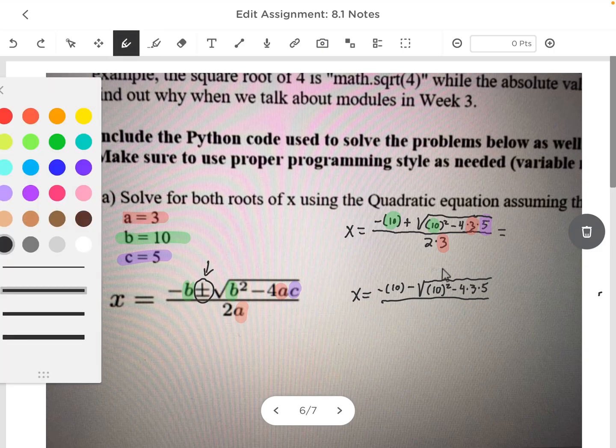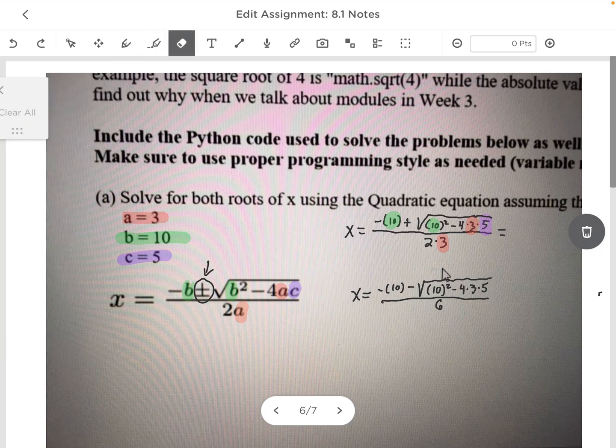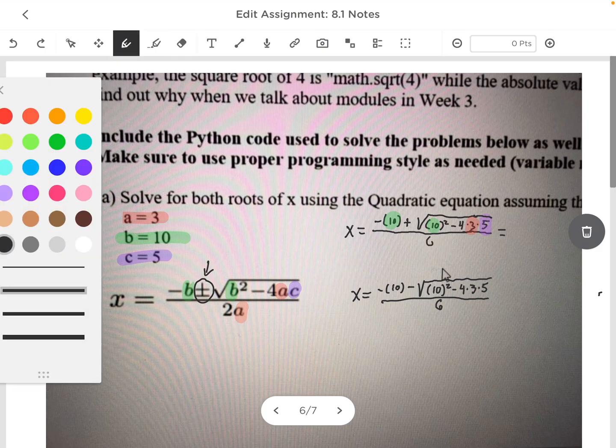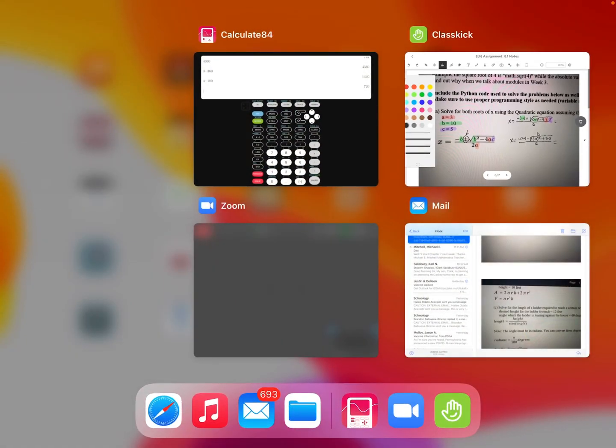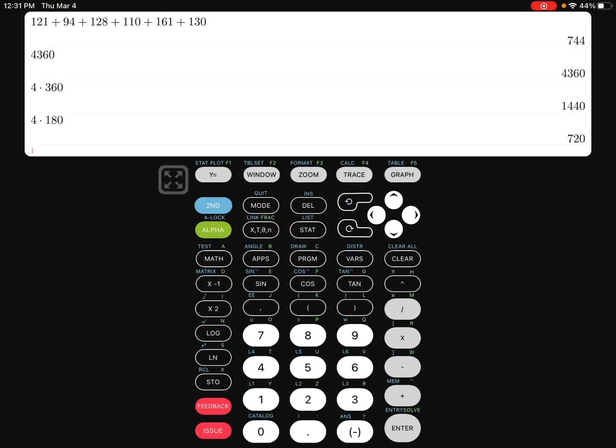I don't know what kind of calculator you're using. I'm going to use an app that is similar to the TI-83 or TI-84. I'm just going to take a quick picture of this so I don't have to go back and forth too many times. If you have this kind of calculator, you can just figure it out in two different spots.